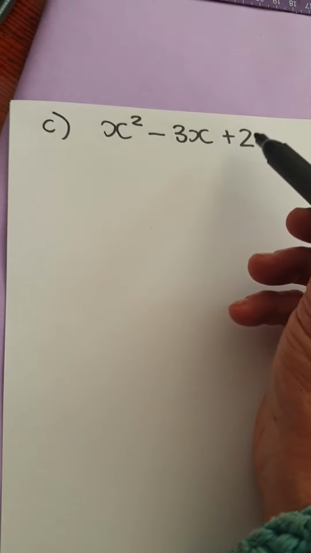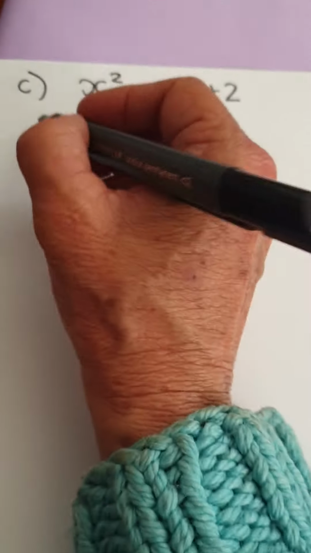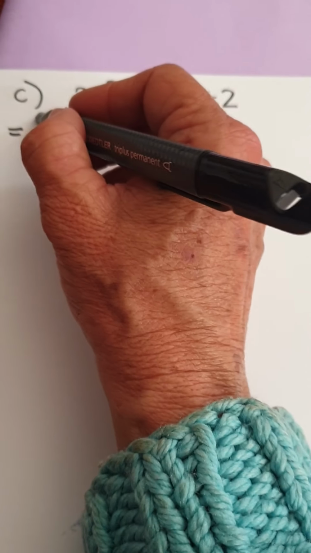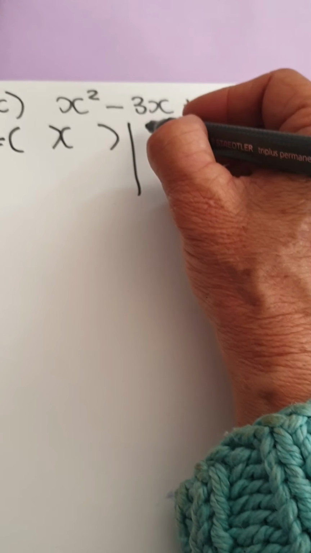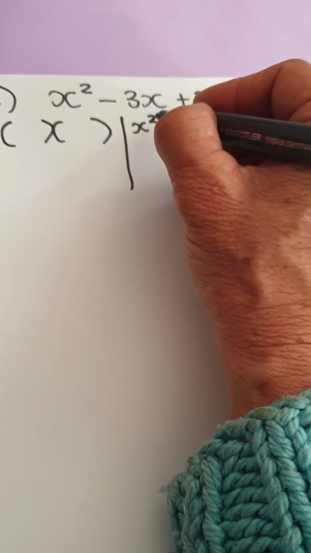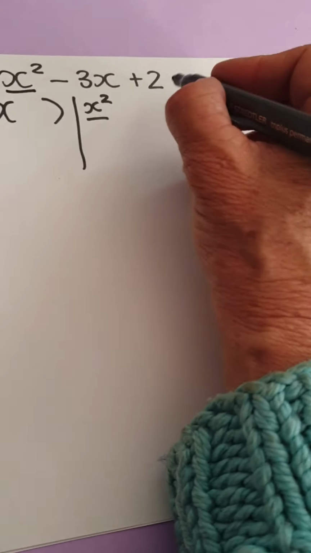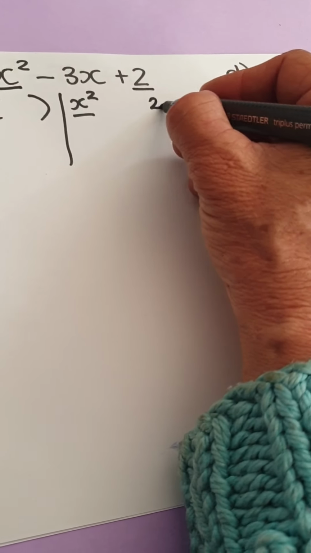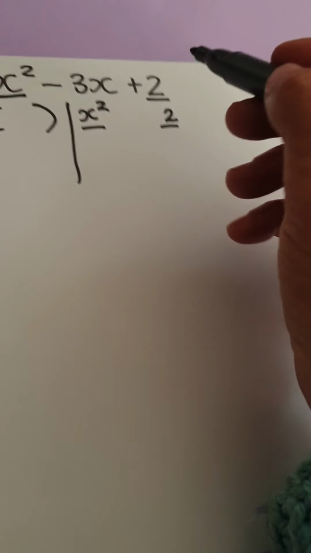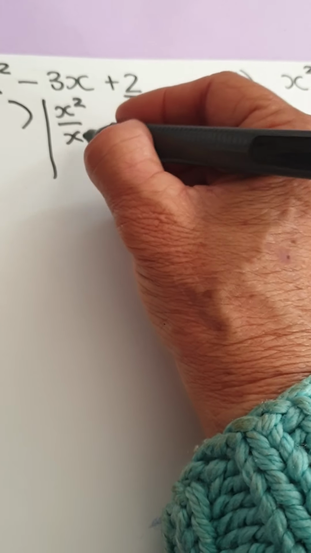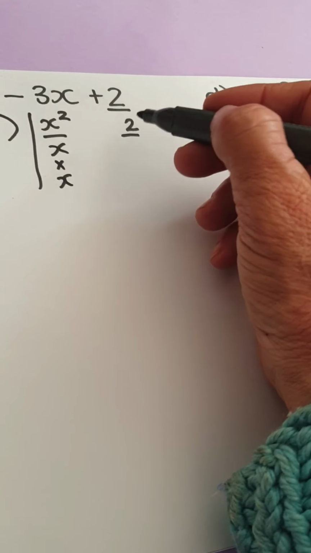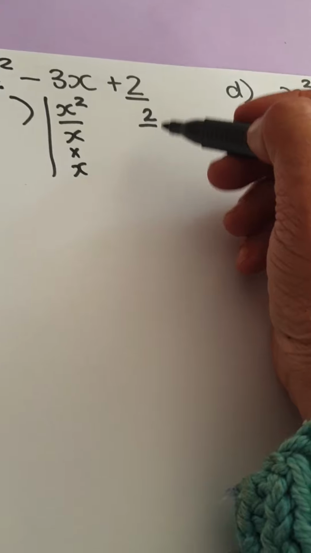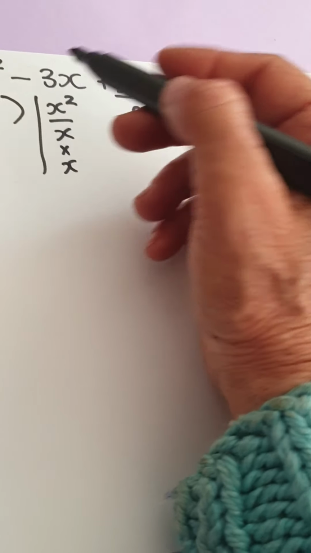Here I have x squared minus 3x plus 2. So once again, my answer will be a bracket times a bracket. I'm going to look at factors of x squared, factors of the first term, and I'm going to look at factors of plus 2. So x squared is just x times x once again. Factors of 2 is 2 and 1. If I add 2 and 1, I get plus 3. I don't want plus 3, I want negative 3.